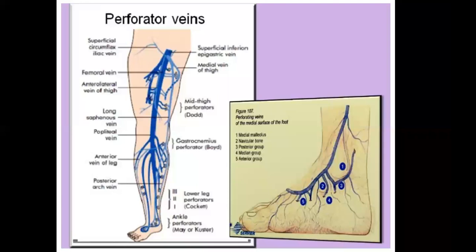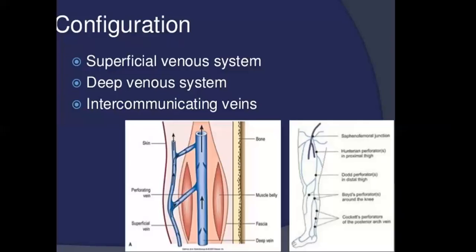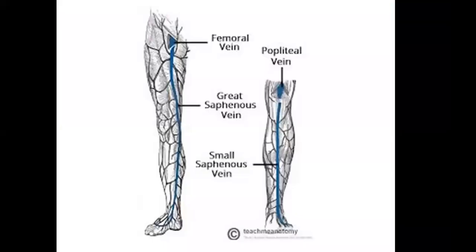Okay, this is another picture for the perforator veins. As you can see, these are the veins connecting the superficial to the deep veins. Okay, now we'll come to our main topic, the superficial and the deep. As I told you, there are two categories, the superficial veins and the deep veins. The superficial veins include two veins, the great saphenous vein on the medial aspect and the small saphenous vein on the lateral aspect of the leg and lower limb.